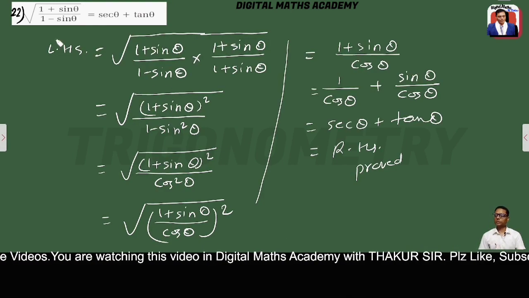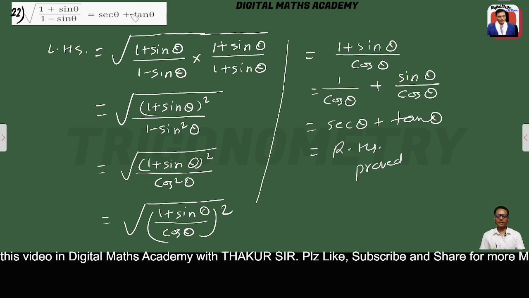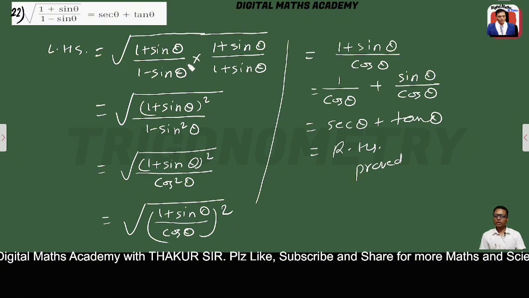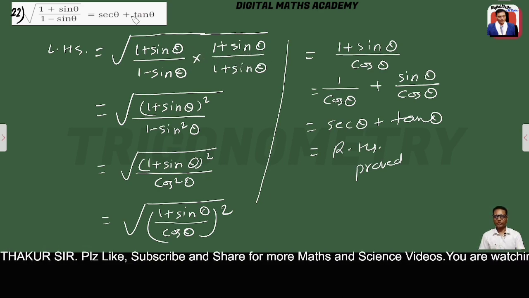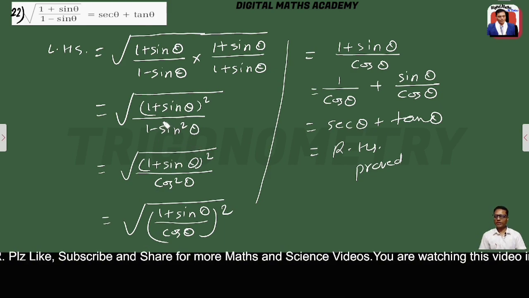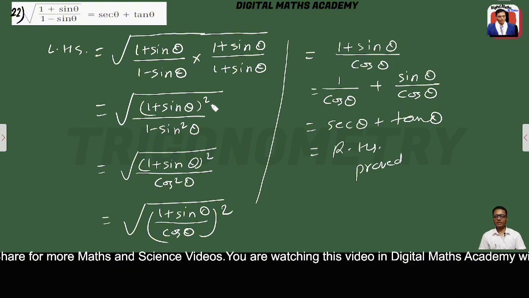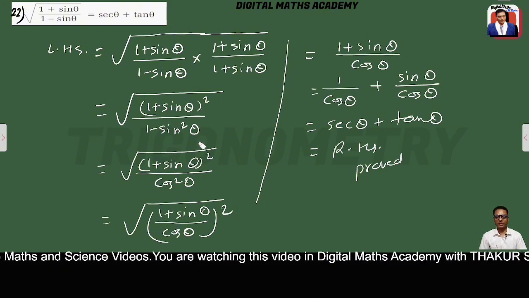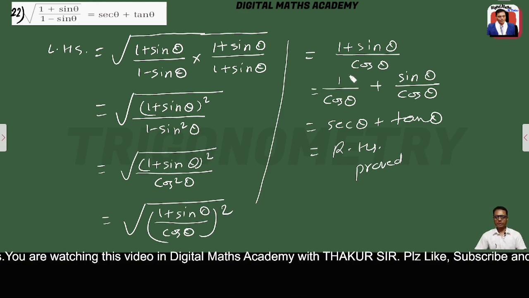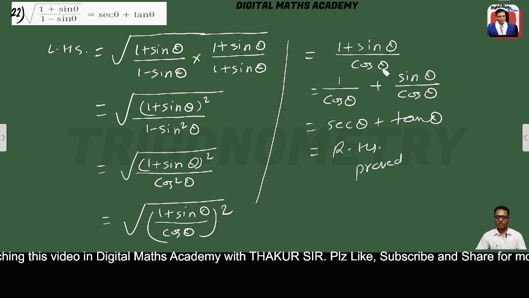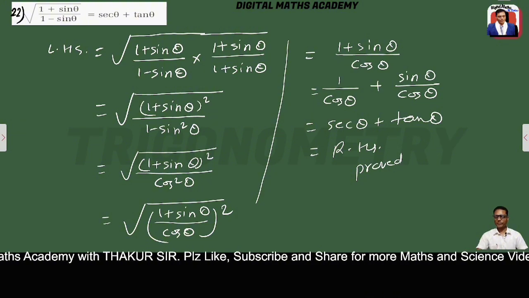Identity number 22. We have 1 plus sin theta over 1 minus sin theta inside the under root sign, and you can see sec theta plus tan theta at the right hand side. So we are going to multiply the numerator and the denominator by 1 plus sin theta, because plus is at the right hand side. Similarly as we have done in identity number 21, here we get 1 plus sin theta whole square at the numerator and 1 minus sin square theta at the denominator. So we can prove it as in question number 21. Finally you get 1 plus sin theta by cos theta when you remove the under root sign and the square, and you get the right hand side very easily.